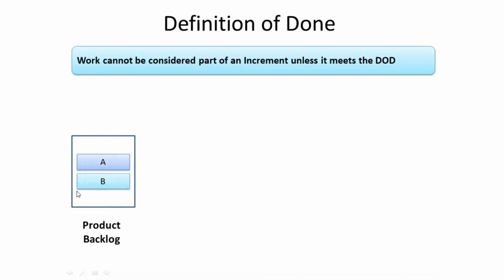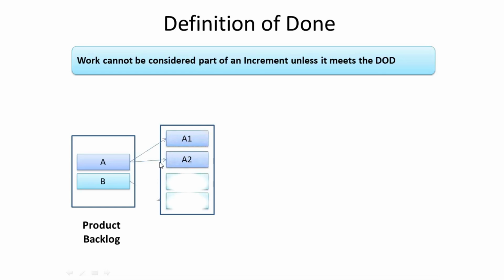Let us understand this with the help of an example. Here we have a product backlog of two product backlog items, product backlog item A and product backlog item B. These product backlog items are broken down into technical tasks during the sprint planning. So, product backlog item A is broken down into A1 and A2 and product backlog item B is broken down into B1 and B2. The development team is able to complete tasks A1, A2 and B1 before the sprint review.